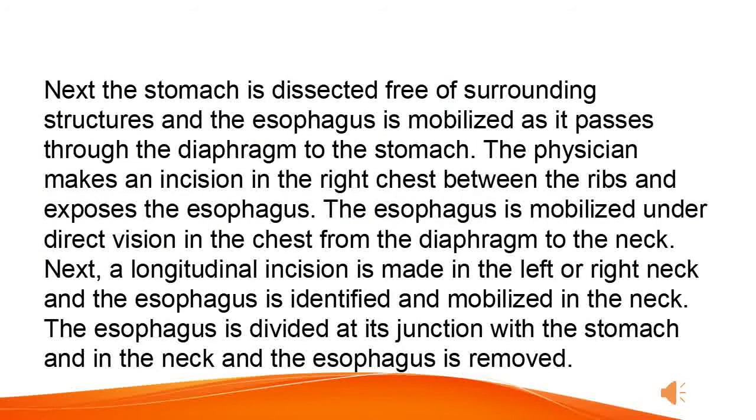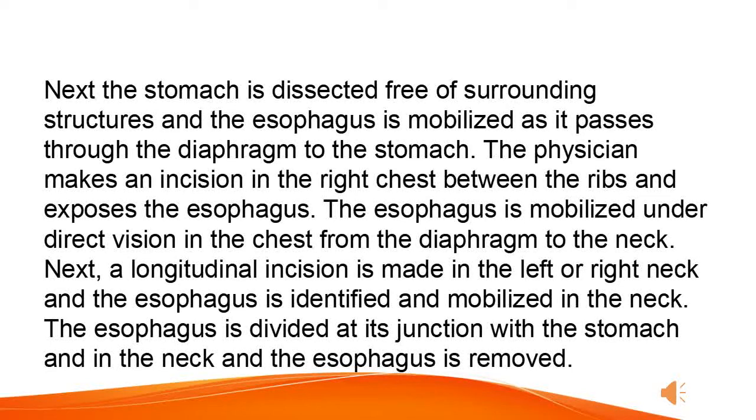Next, the stomach is dissected free of surrounding structures and the esophagus is mobilized as it passes through the diaphragm to the stomach. The physician makes an incision in the right chest between the ribs and exposes the esophagus. The esophagus is mobilized under direct vision in the chest from the diaphragm to the neck.